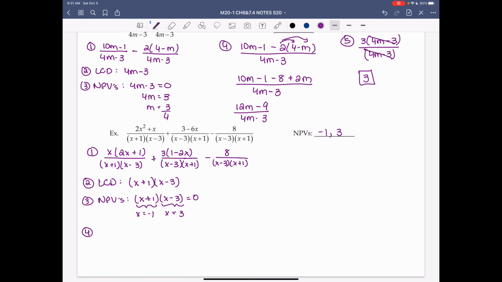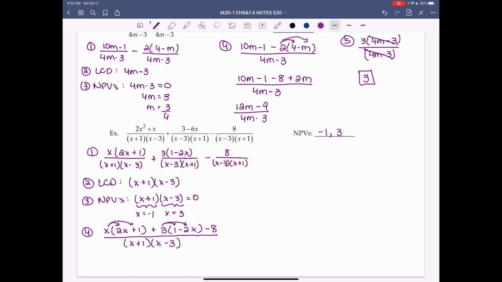Step 4, we want to write these over in one fraction. We already have a common denominator, so we can just combine them. x times 2x plus 1 plus 3 times 1 minus 2x minus 8 all over x plus 1, x minus 3. Then we want to simplify. We can multiply the x back into the brackets and the 3 back into the brackets.